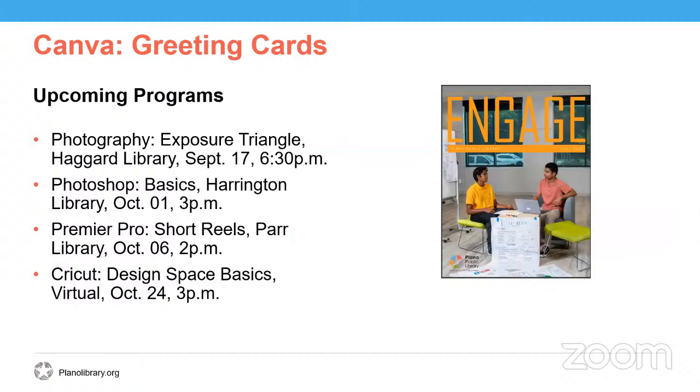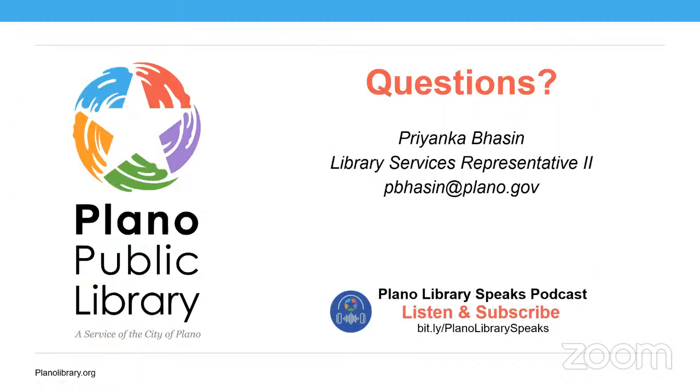We have some upcoming programs that are technology based. I wanted to share them with you. The photography class, which talks about the exposure triangle, is on September 17th at Haggard. The Photoshop basics at Harrington is on October 1st. Premiere Pro at Powers Library, or Cricut Design Space Basics, which is a virtual program that you can join from home, is on October 24th. So anything that I can help you with, let us know. Otherwise, we're good to go.